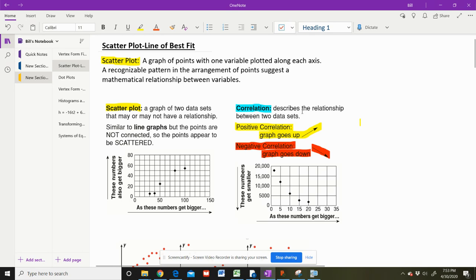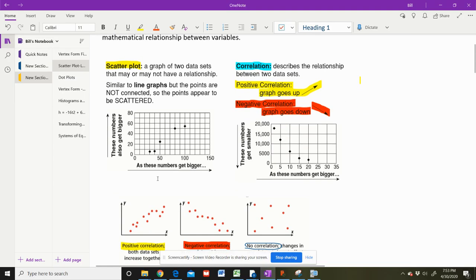Correlation describes a relationship between the two data sets. We can have positive, negative, strong, weak, or no correlation. In this graph right here, you'll see as my y values are decreasing, my x values are increasing. So this is a negative correlation. As my y values are going down, my x values are going up, right? The data points are going down. And we'll take a look at more of that.